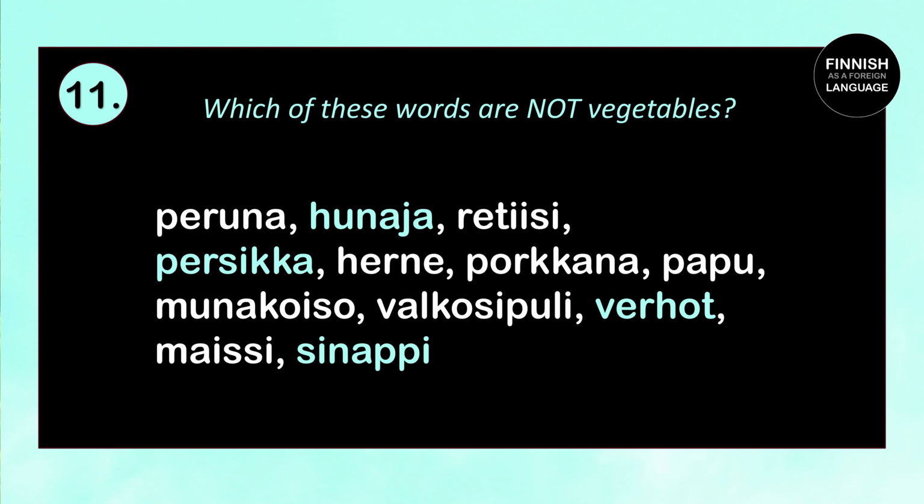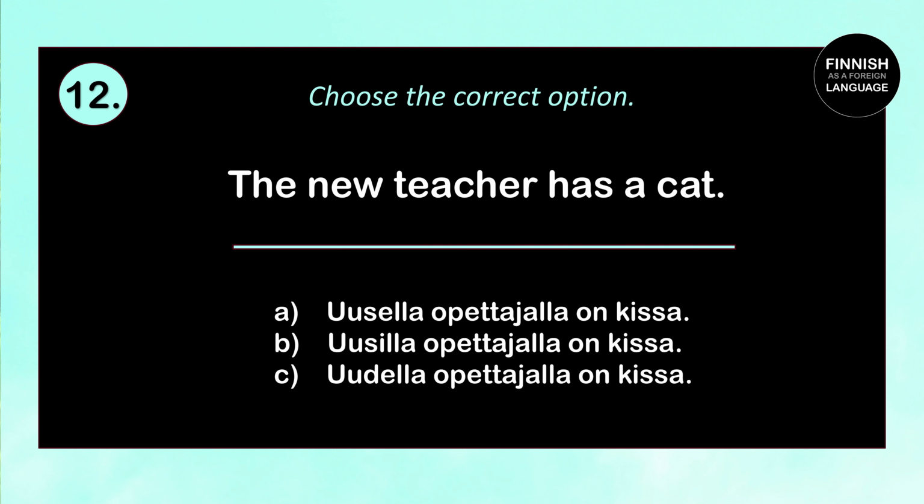Good. Let's move on to the next task. How do you say in Finnish, the new teacher has a cat? Choose the right option. That's right. The answer is C. Uudella opettajalla on kissa means the new teacher has a cat.